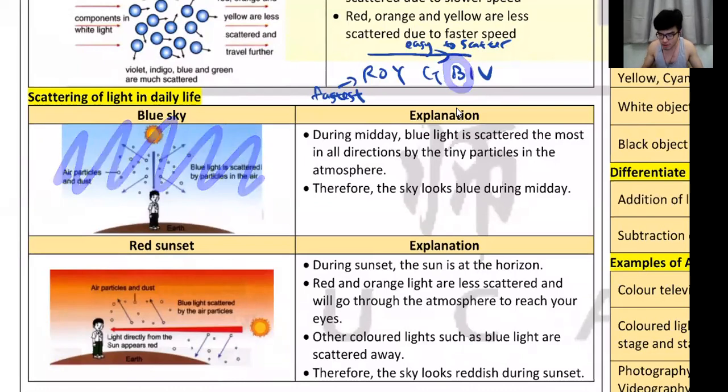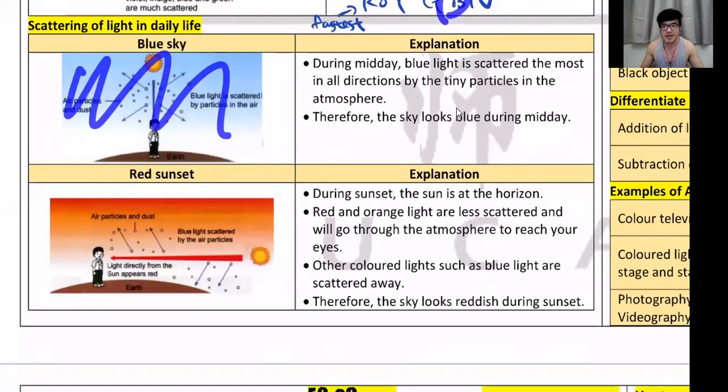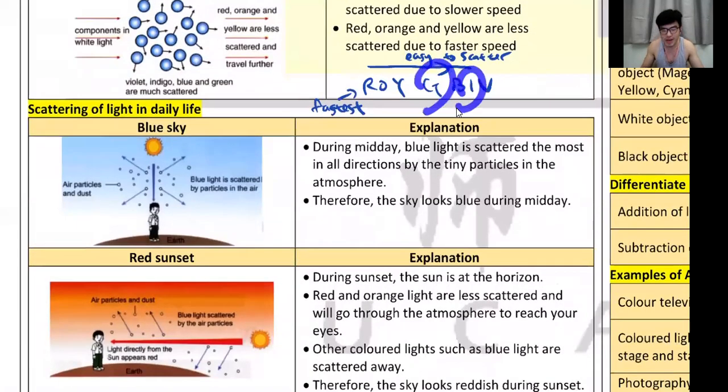You might say, sir, why no purple one? Because purple, there's no more. It's scattered finish everywhere already. There's no more purple left. There's only blue scattering here, so you see blue. Somehow it's blue. Why not green, lesser? Why not indigo? I don't know. You have to ask nature. Somehow nature likes to scatter blue light more during the noon.